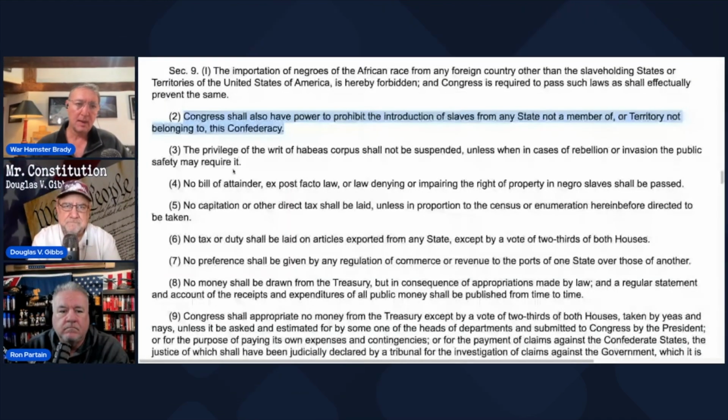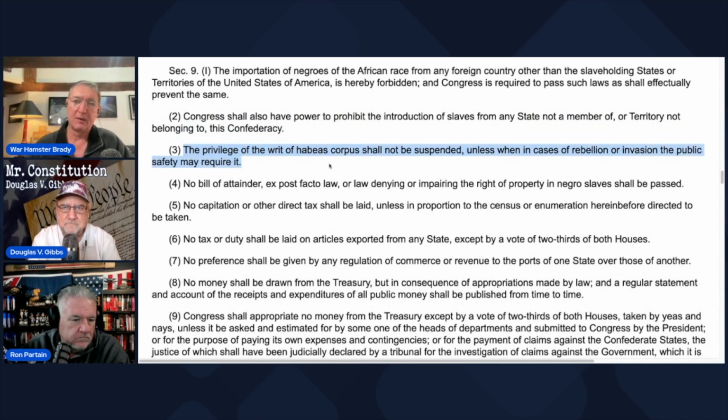All right, these next bits of Article 9 are going to be verbatim, like the U.S. Constitution. I'm going to go with them really quick. Doug, stop me if you see anything different, but I think it's going to be identical. Section 3: The privilege of the writ of habeas corpus shall not be suspended, unless when in cases of rebellion or invasion the public safety may require it. Okay, and that is verbatim.